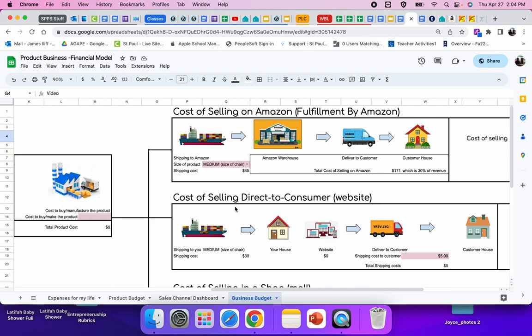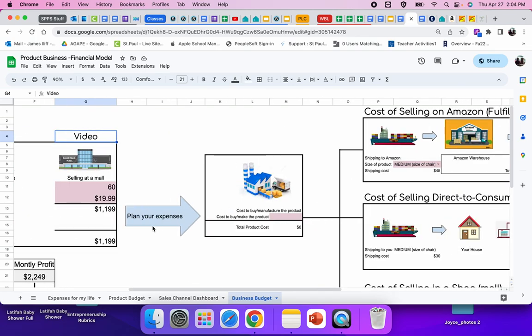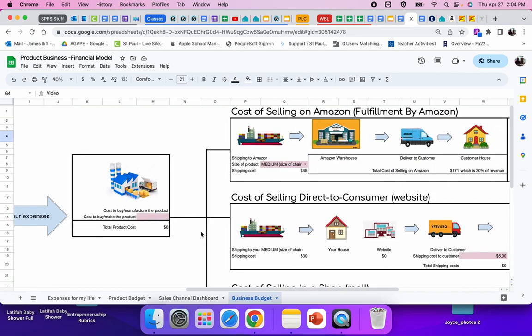So we're going to scroll over to here to plan your expenses. The first thing that you're going to see is that someone needs to manufacture or make whatever product you're selling. In my case, it's the blanket. And so someone needs to make it. I'm not going to make it. That involves materials and manufacturing and all that stuff.